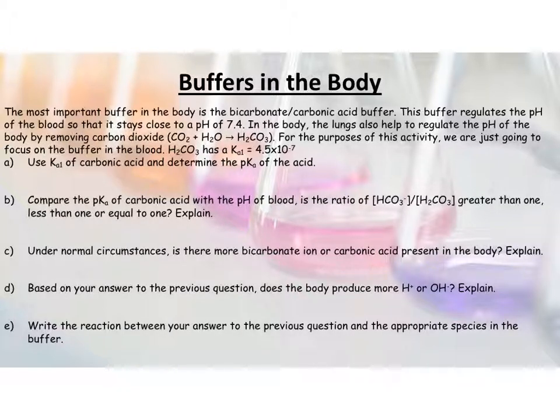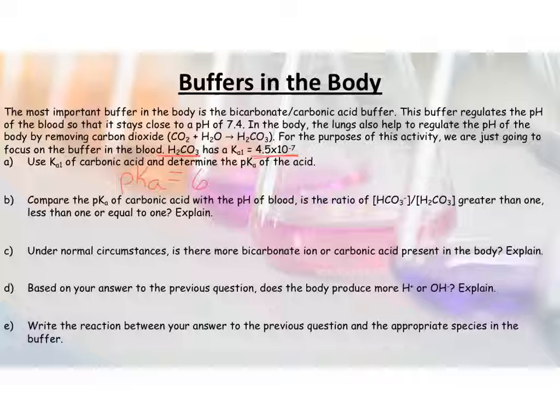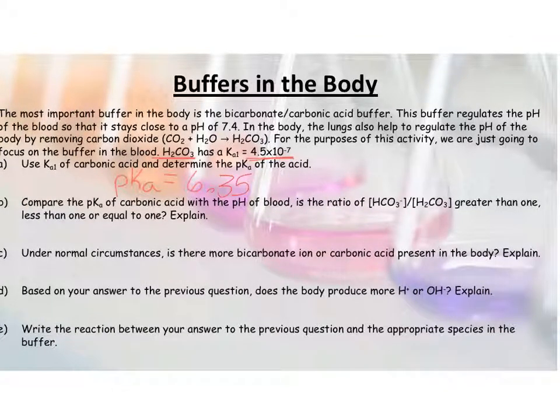All right, so our Ka1 for our carbonic acid is right here. So step 1, the pKa of carbonic acid is 6.35. If we're comparing the pKa of carbonic acid to the pH of our blood, what can we say about that ratio? What we know is that the pH of our blood is 7.4, whereas the pKa of carbonic acid is 6.35. So we definitely have way more of the conjugate base than we do of our acid.